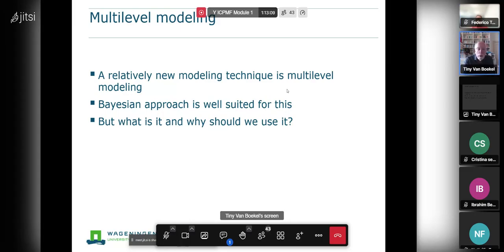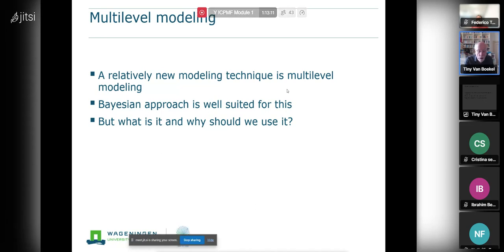So the last part of my contribution is a small introduction to a technique that I only discovered maybe 5 years ago, and I became very enthusiastic about this, and I think it needs much more use in the food sciences. So that's why I wanted to share this idea with you. It is a relatively new modeling technique called multi-level modeling. There are other names as well. I will talk about it later.